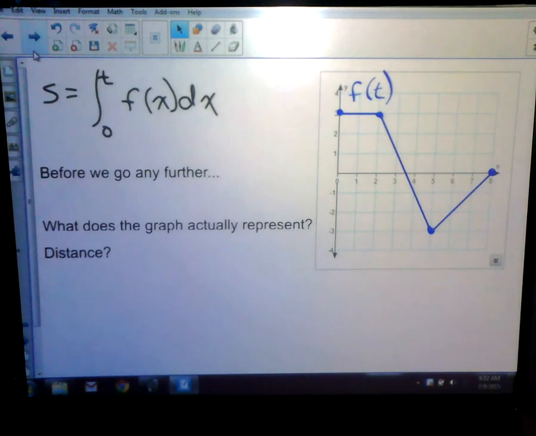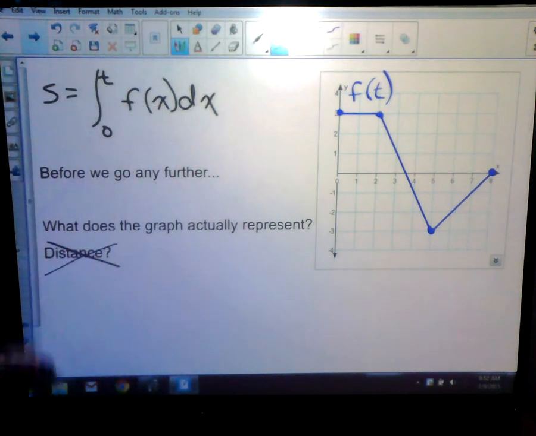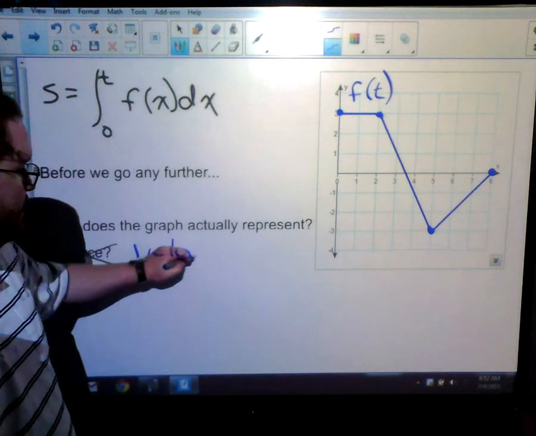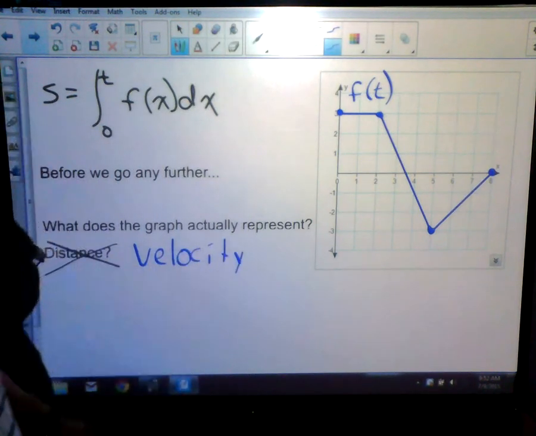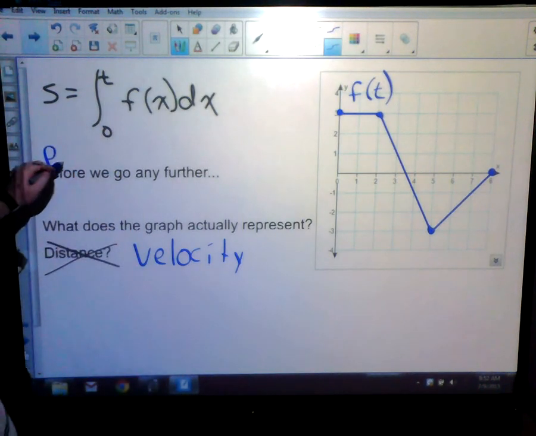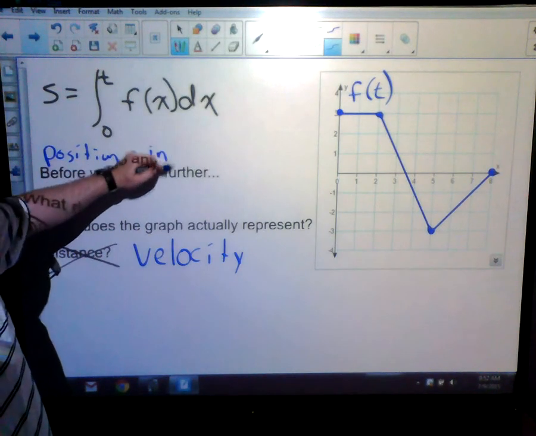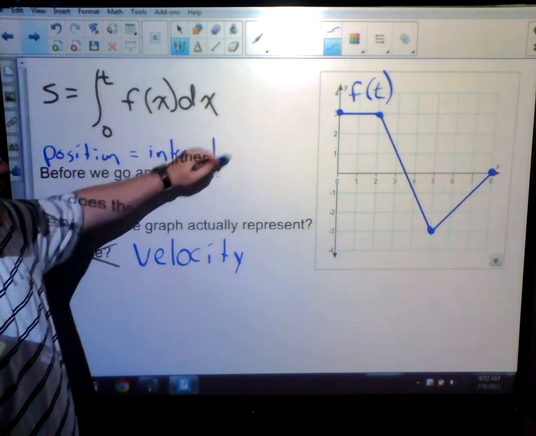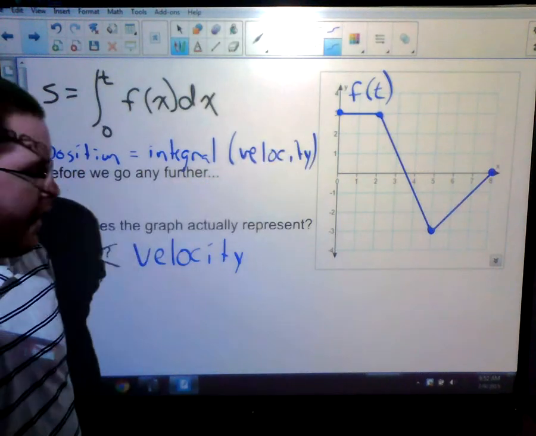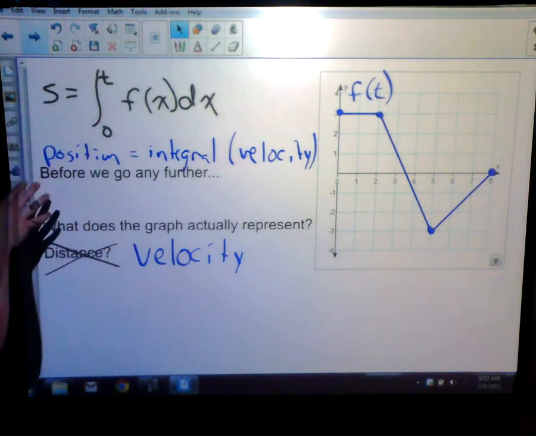What does this graph actually represent? It is not distance. The graph is not distance. The graph is velocity. Why? Because the position is the integral of velocity. So it's a velocity graph. So this graph is a velocity graph. Cannot stress that enough.